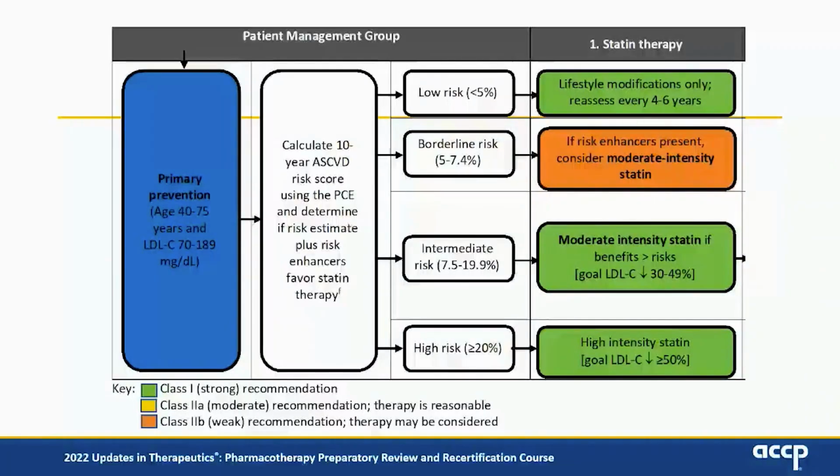And then if they don't have any of those conditions, then what we're going to want to do is calculate their 10-year ASCVD risk score and classify them as low, borderline, intermediate, or high risk, and use that to guide our statin therapy. Folks who are considered low risk, with a risk of less than 5%, this is going to be another situation in which lifestyle modifications alone are probably sufficient, but you'll want to readdress in 4 to 6 years. Borderline risk, if multiple risk enhancers are present, you might want to consider a moderate intensity statin. And then intermediate risk, get moderate intensity statins, and high risk, get high intensity. So think moderate, get high, get high.